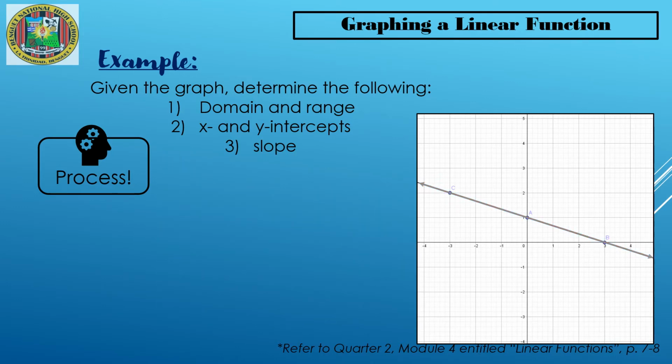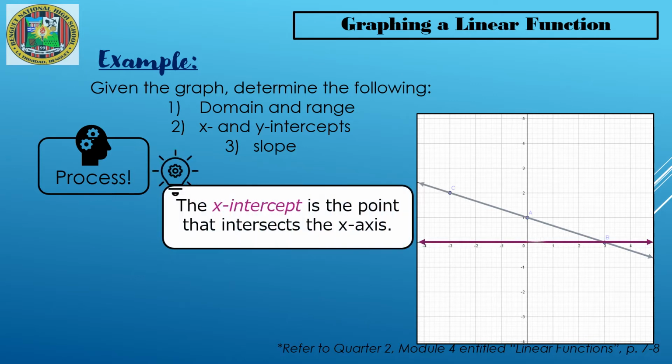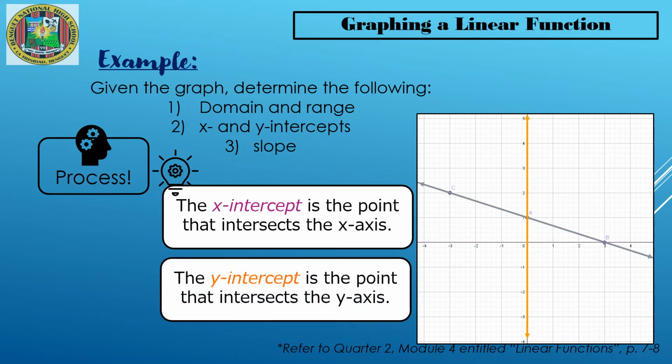To identify the x and y intercepts in the graph, we look at the x and y axis. Recall that the x-intercept is the point that intersects the x-axis, while the y-intercept is the point that intersects the y-axis.